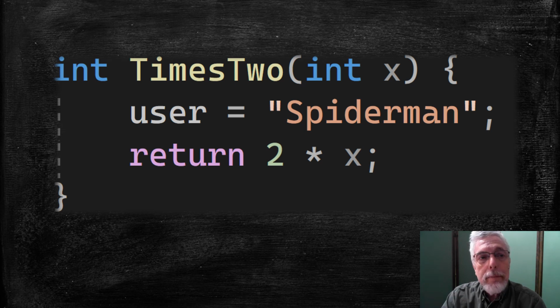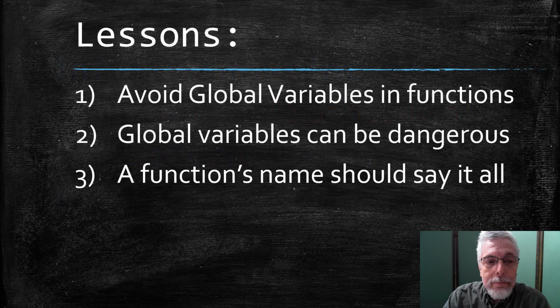How could that happen? Maybe a programmer was debugging the code and slipped this line in there for diagnostic purposes, and then it was released later on, and we found it. So our lessons are: avoid global variables in functions. Global variables can be dangerous, and a function's name should do exactly what it says, nothing else.